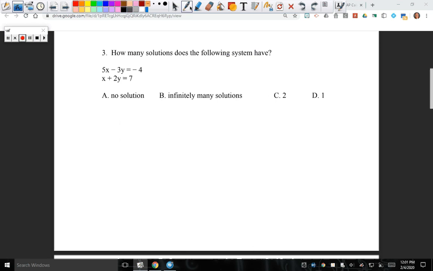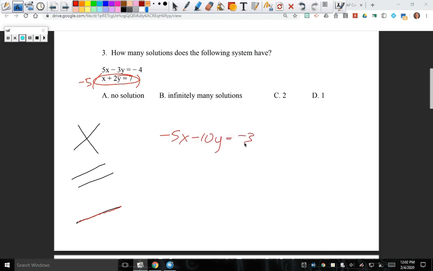I have a system of equations, 2 lines. How many answers could I have with 2 lines? I could have 1, I could have 0, or I could have infinite, because they lie right on top of each other. Remember that? Okay. So elimination method tells me I could multiply the bottom by a -5. I know it's been a minute since we've done this, and I would get that. The top stayed the same.